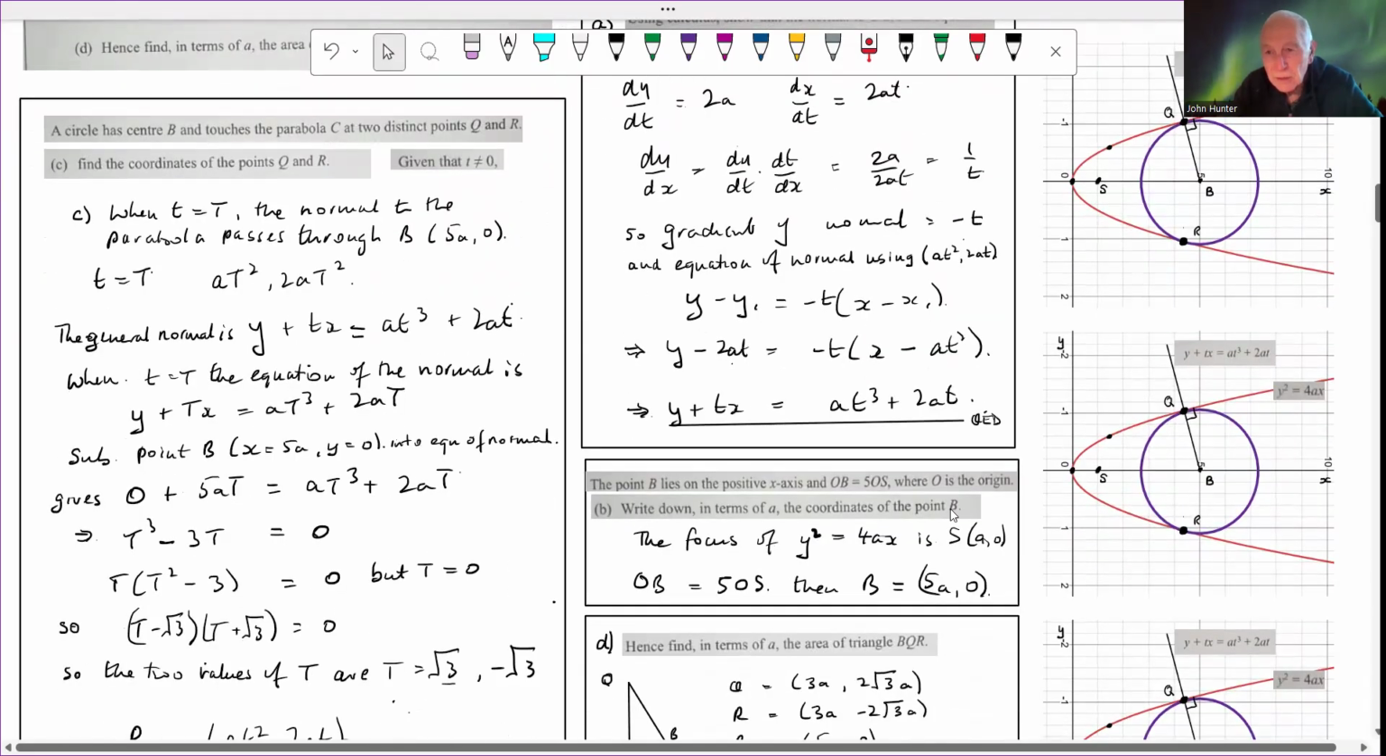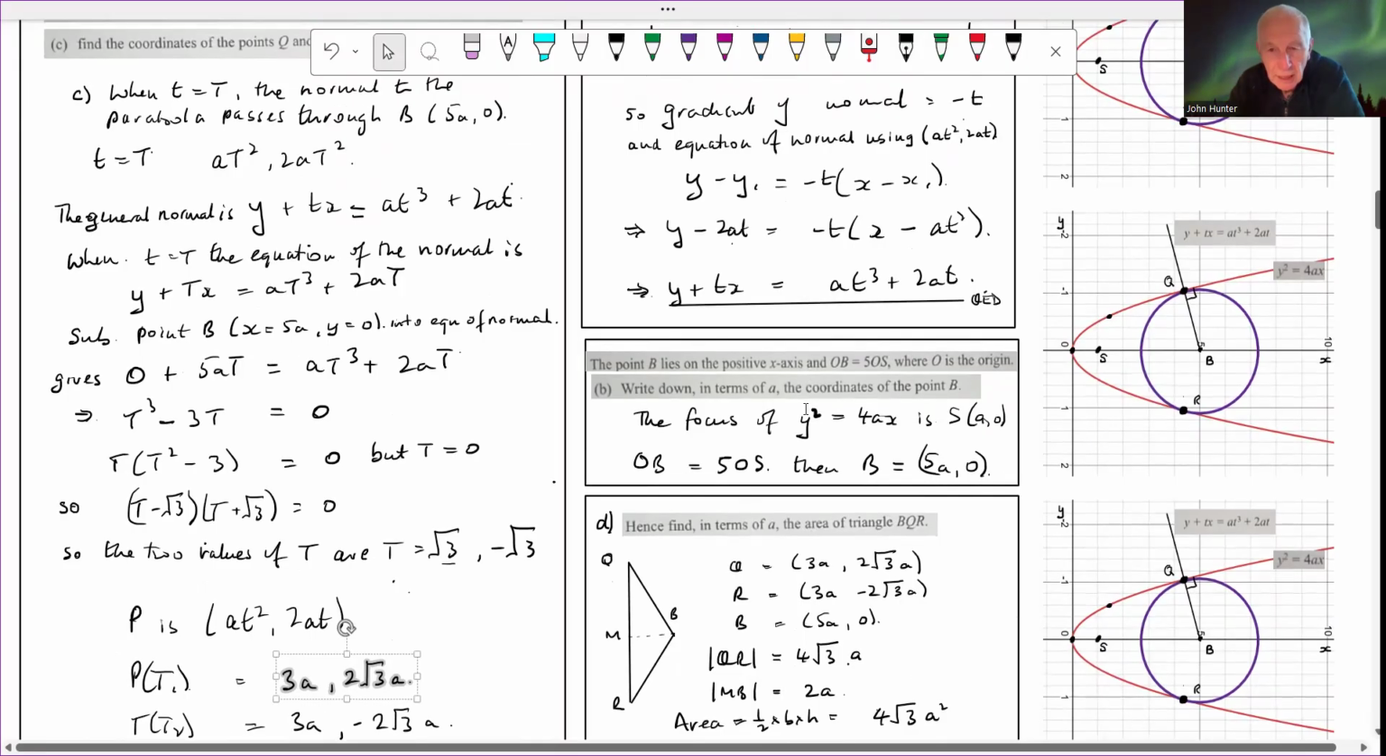So now that is not altogether straightforward, is it? And it does depend on actually spotting the fact that this normal will pass through a point that we know, and that's what enables us to solve for that. All right, so that's part C.